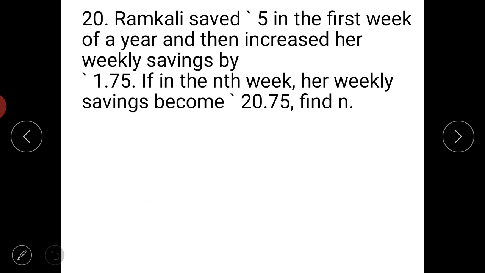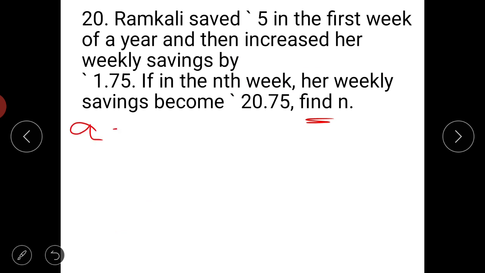So next: Ramkali saved 5 rupees in the first week of a year and then increased her weekly saving by rupees 1.75. If in the nth week her weekly saving becomes 20.75, find the value of n. Simple question. Suppose we take an example: you get 5 rupees every day. On the first day you get 5 rupees, then on the second day 10, on the third day 10 plus 5 is 15. So what is the difference? The common difference is 5, and the first amount is 5.